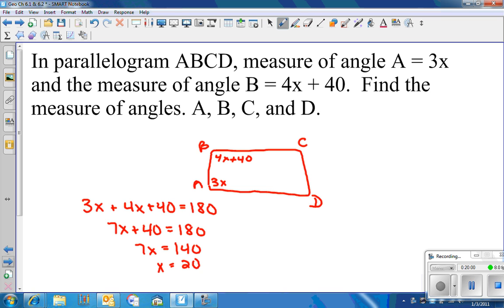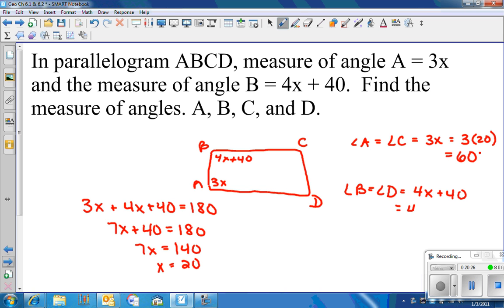All right, so now we found what x is. We need to find the angle measurements. Well, angle A is going to be the same as angle C because they're opposite angles. And they both equal 3x. We know that x is 20, so we have 3 times 20, which is 60 degrees. And we know that angle B is equal to angle D because they're opposite angles. And they are 4 times x plus 40, which means that we have 4 times 20 plus 40, which is 80 plus 40, which equals 120 degrees.